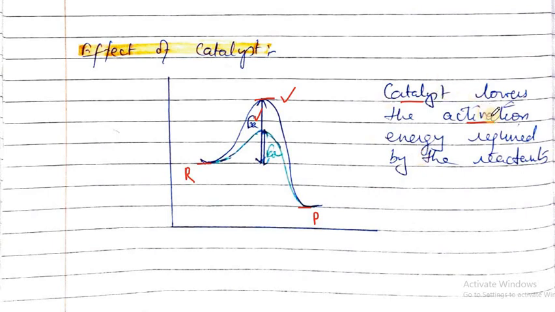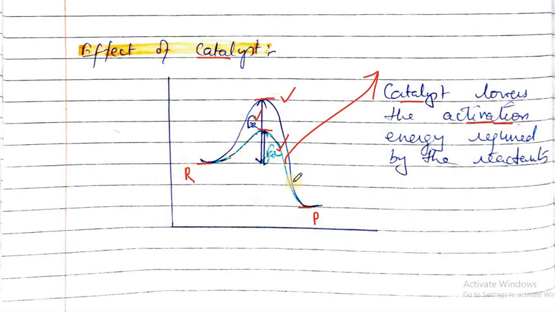So when it lowers the activation energy, it means now the reactants require less amount of energy to reach the transition state, and then the products are formed. So activation energy is lowered, and this is shown by this curve. In this, the height is more, and in this, the height is less. It is in the presence of catalyst. So when a catalyst is added in a reaction, the reaction is accelerated and the rate of reaction increases, and it is due to the lowering in activation energy.